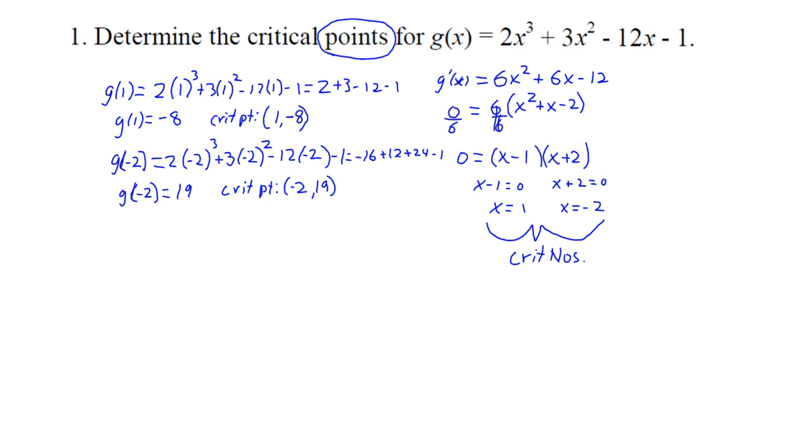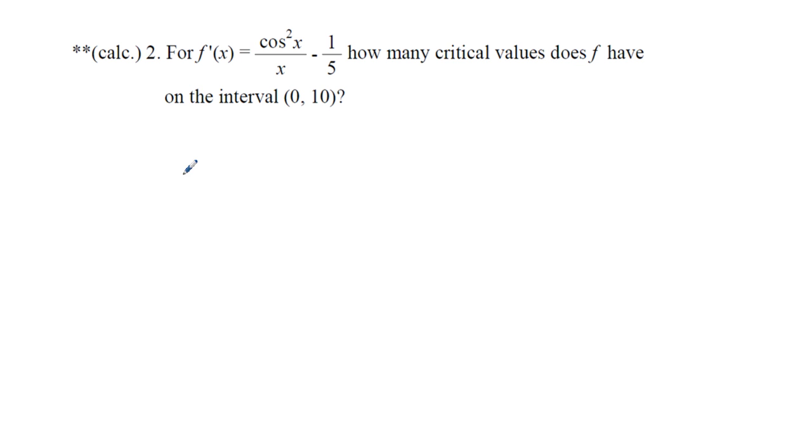Okay, let's go on to problem 2. This time we have an actual AP test problem. It is a calculator problem. For f prime of x equals cosine squared x over x minus 1/2, how many critical values does f have on the interval from 0 to 10? And we're looking at an open interval here.